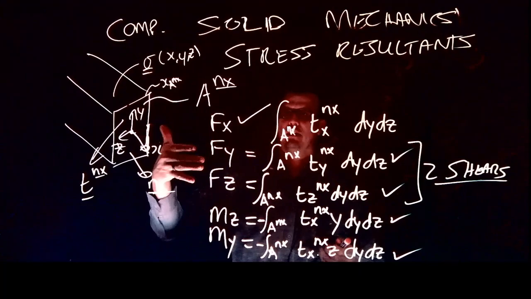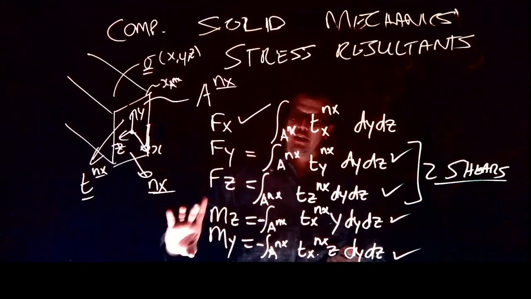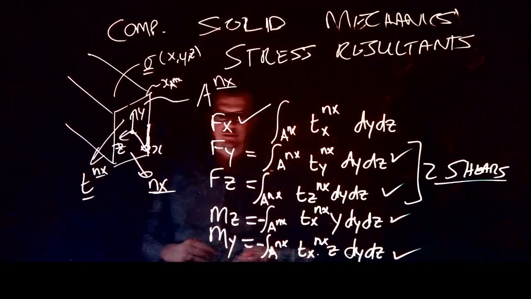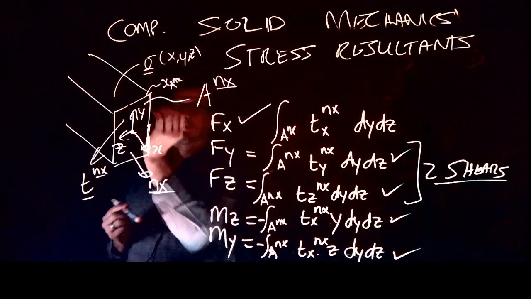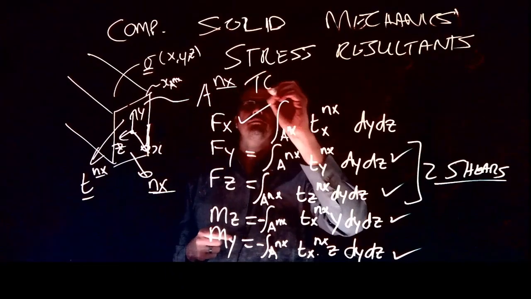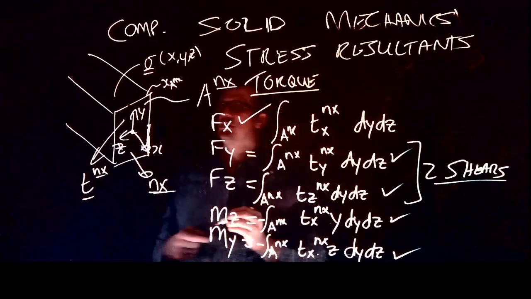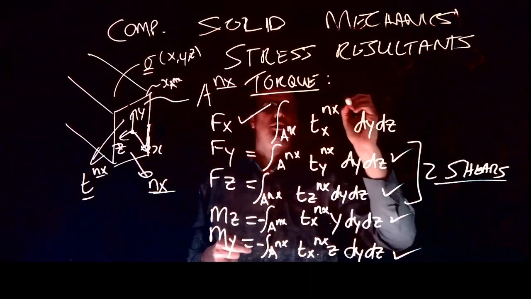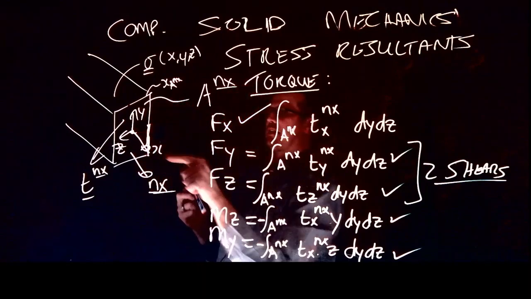So we have 3 forces acting on the face, the normal and 2 shears, and 2 bendings. There's still something missing. What is the 6th thing? It should be the torque. So essentially the torque would be given by what? It would be around this x-axis.